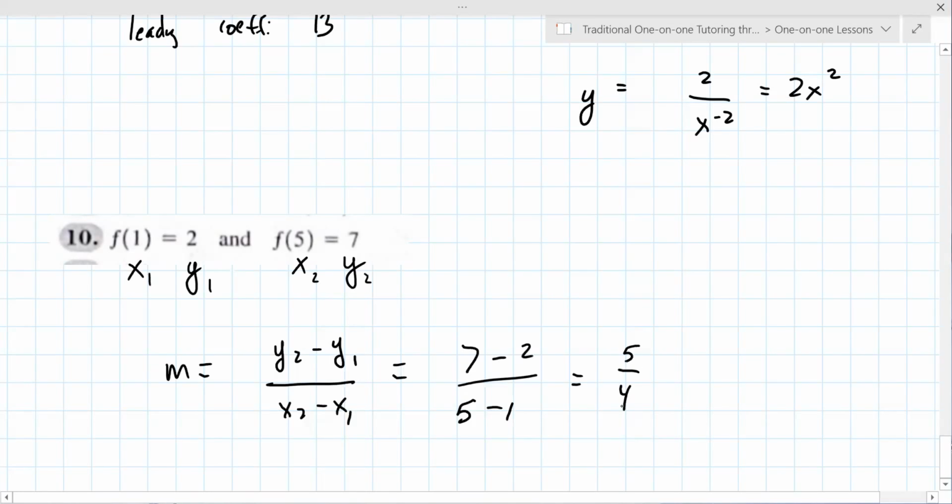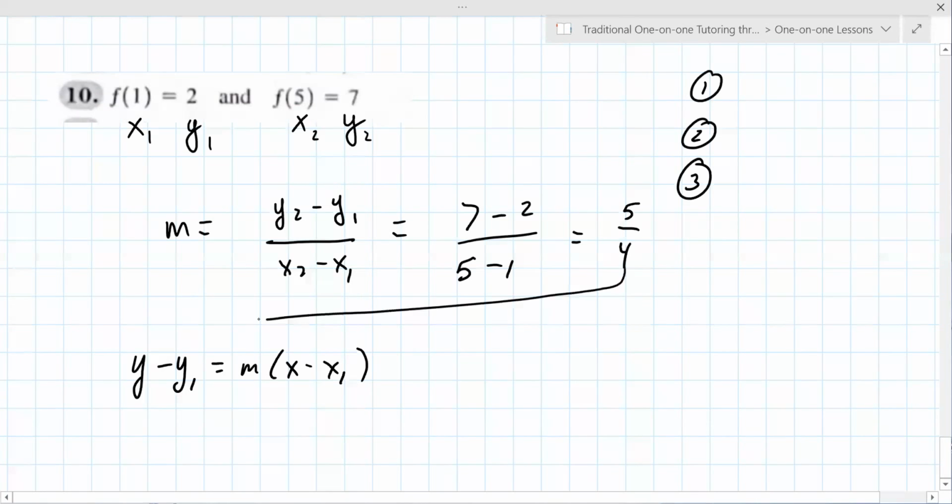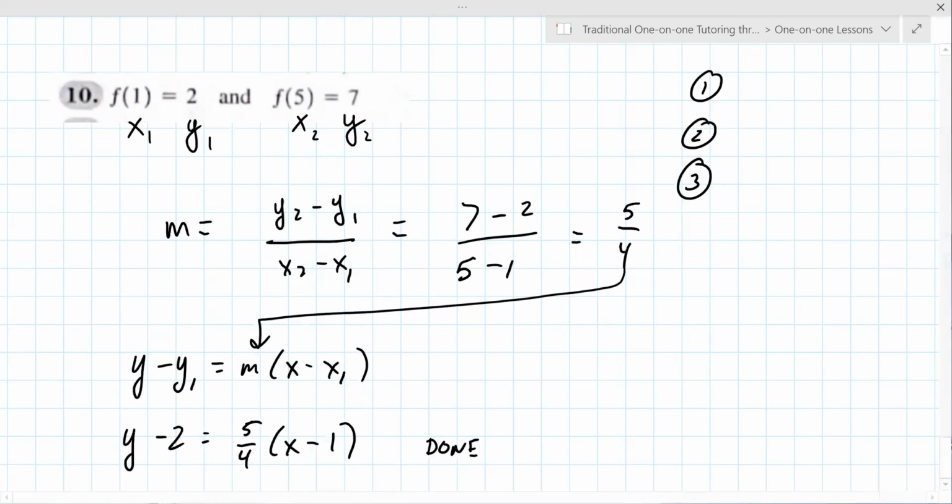There are how many equations of a line? Do you remember? 3. The best one to use when you don't have to do anything is point slope form, because you just have to put the stuff in. So this is the slope. And then you just pick an x and a y. So I'll pick the first one. Y minus 2 equals 5 over 4, x minus 1. And there you're done. You don't have to do anything else. Got it. Okay.